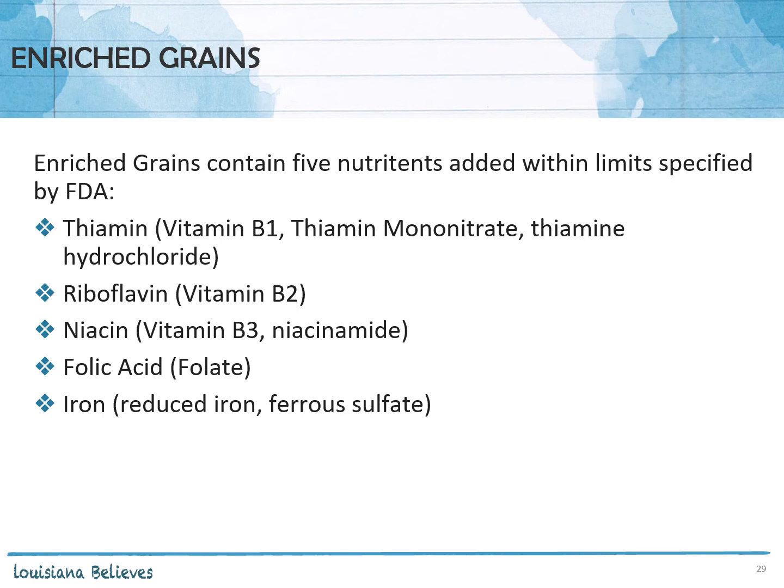Enriched grains are refined grains and grain products that have vitamins and minerals added to replace the nutrients lost during processing. Enriched products are not nutritionally equivalent to whole grain products because enrichment does not replace all the nutrients, fiber, and other health-enhancing substances originally present in the whole grain. Enriched grains have 5 nutrients added within limits specified by the Food and Drug Administration: thiamine, riboflavin, niacin, folic acid, and iron.